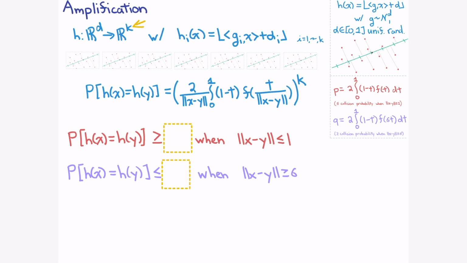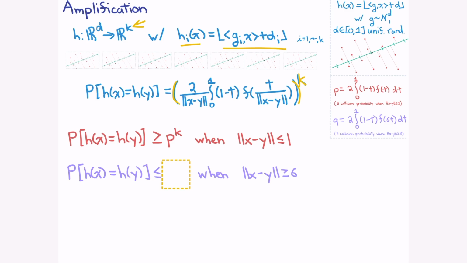So here we have k coordinates for some parameter k we're going to choose, and now I'm going to compute k hash codes in the exact same fashion independently. So we have the same integral as before, but now it's raised to the kth power. So now, what is the probability that 2 points collide when their distance is at most 1? It used to be p, but now that we have k coordinates, it's p to the k.